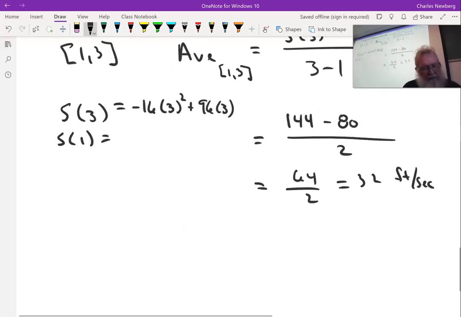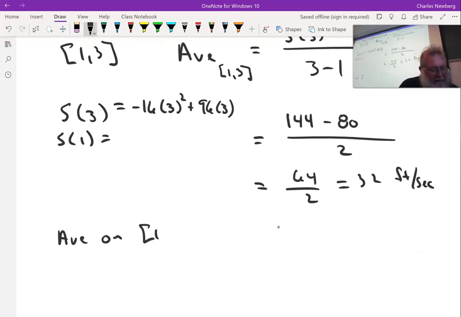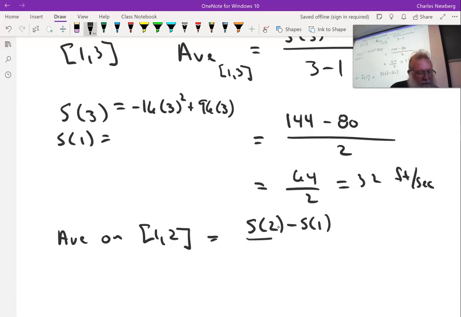Now, let's find the average on the interval 1 to 2. So what is that going to become now, class? That's going to be S of 2 minus S of 1 over 2 minus 1. Did S of 1 change? No. So we need to find S of 2. Everybody find me S of 2. Make sure we agree on S of 2.